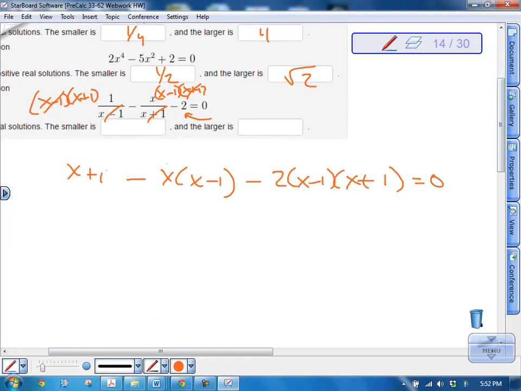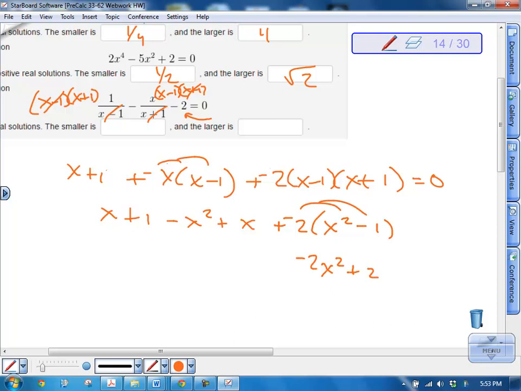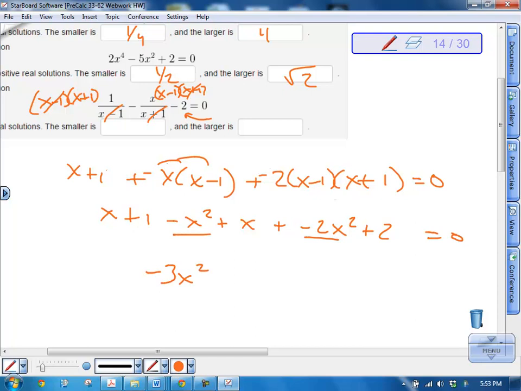So now it's a quadratic. Obviously I need to get it in standard form and simplify, but I can do that. x plus 1 minus x squared plus x. Actually, I'll FOIL this out first and then distribute it. So plus negative 2 times x squared minus 1. Then distribute, and that gives me negative 2x squared plus 2. So I'll write that here. Negative 2x squared plus 2 equals 0. Okay, so now I'll add this and this to get negative 3x squared. Those cancel. I'll add this and this to get plus 2x, and this to get plus 3.